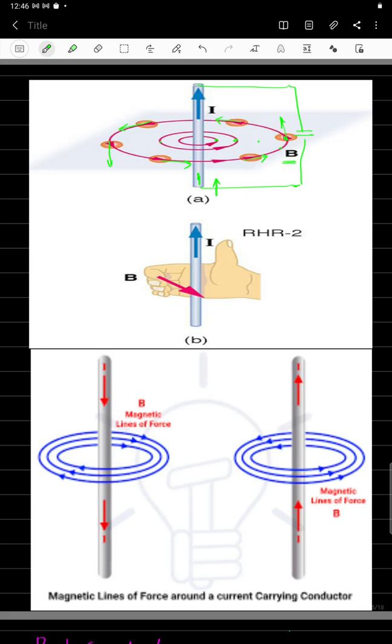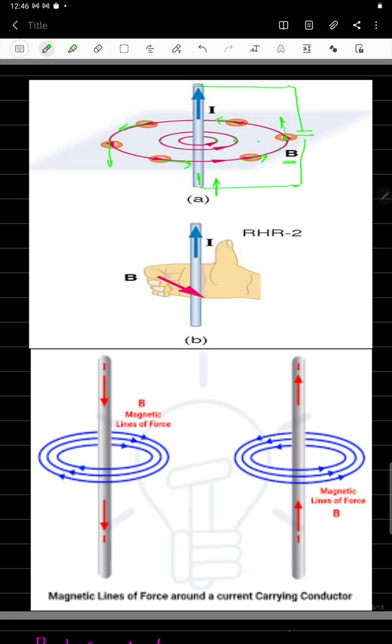And now, how do we get the direction of that magnetic field? He used one rule, the right hand rule. It is called the right hand thumb rule.